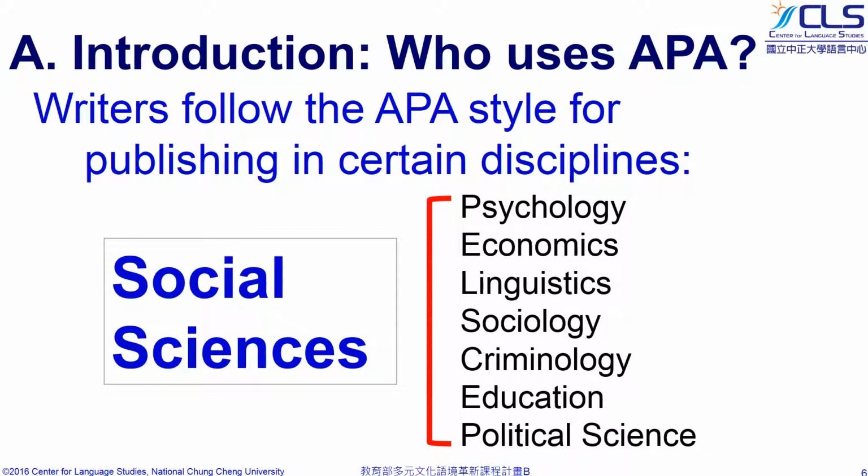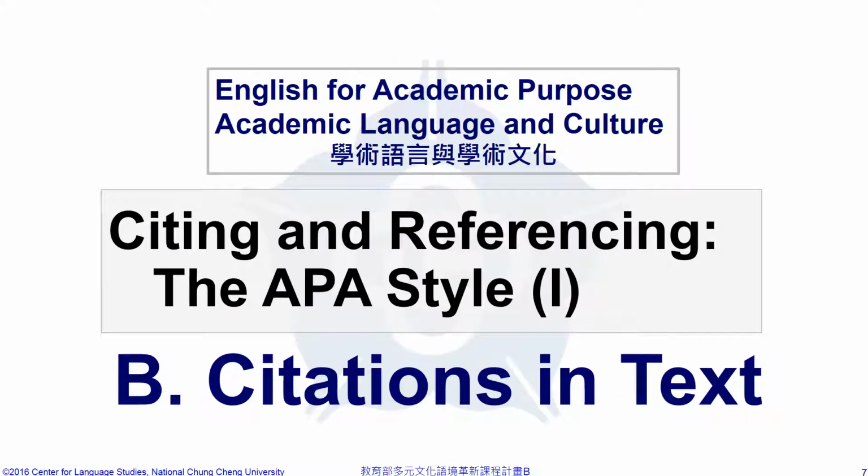In other words, if we wish to publish our works in certain disciplines such as social sciences including psychology, economics, linguistics, and so on, we will need to follow the APA style for writing, citing, and referencing. Now let's look at citations in text.